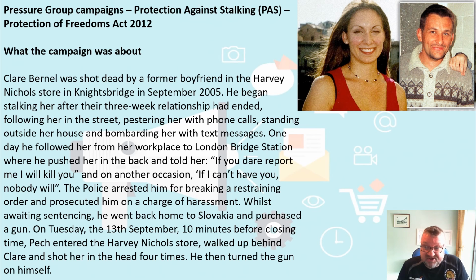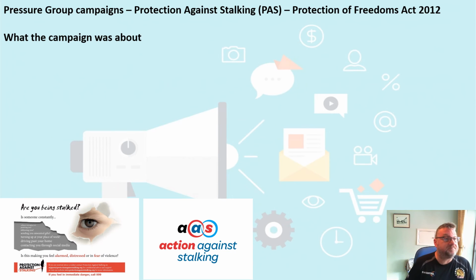Now, the police arrested him for breaking a restraining order and prosecuted him on a charge of harassment. Whilst he was awaiting sentencing, he went back to his home country, Slovakia, purchased a gun, and on Tuesday, the 13th of September, 10 minutes before closing time, he entered Harvey Nichols' store, walked up behind Claire, shot her in the head 4 times, and then turned the gun on himself. So there is the evidence that PASS were using to campaign for stalking being made a specific crime.